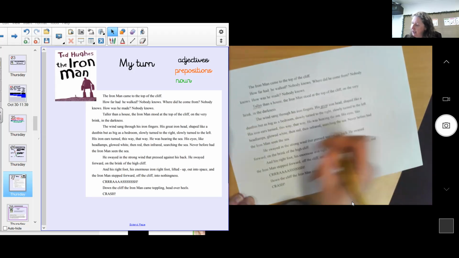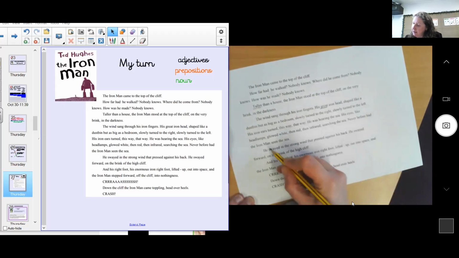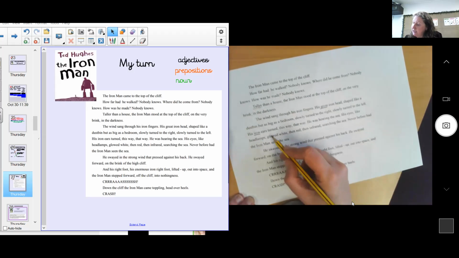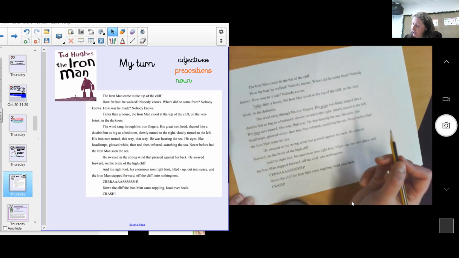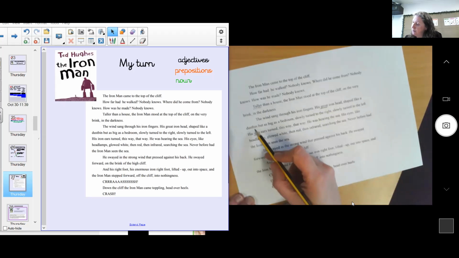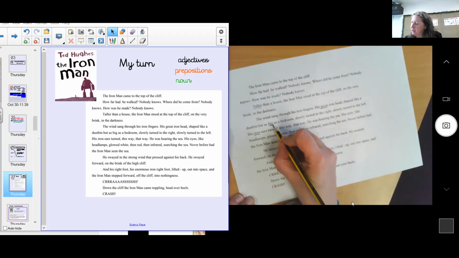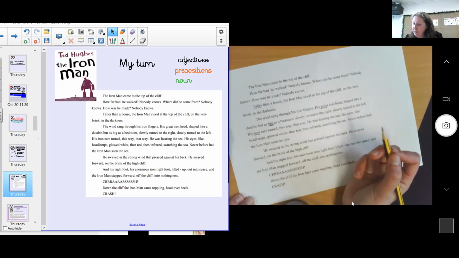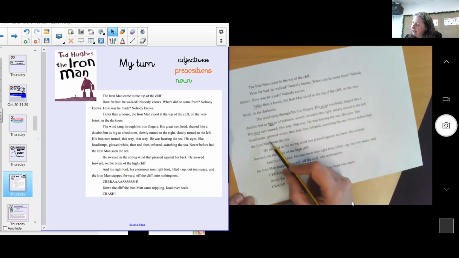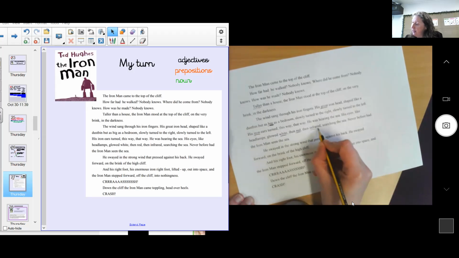So I'm going to underline that. His eyes and ears, it's telling me what they are made of, so that is a describing word. Here we've got his great iron head shaped like a dustbin, so it's telling us the size of it. His eyes like headlamps glowed white, so these are the colours, describing what colour they glowed.